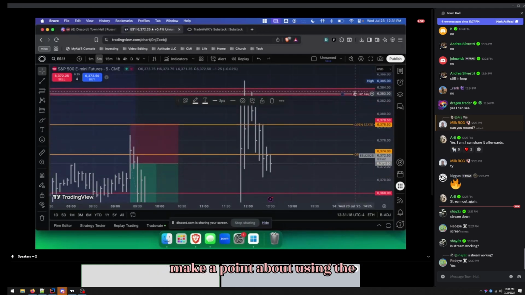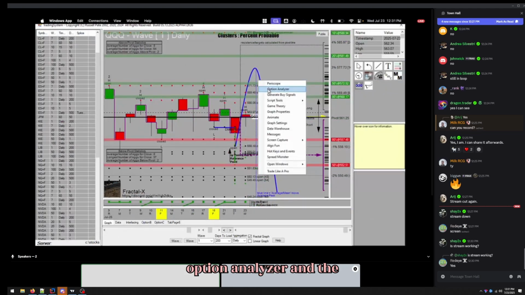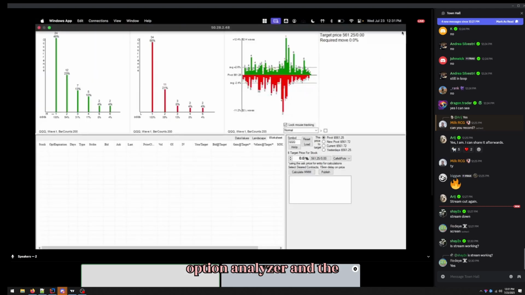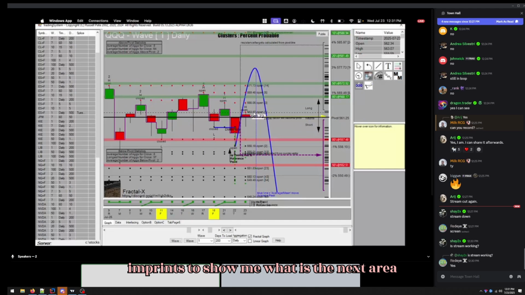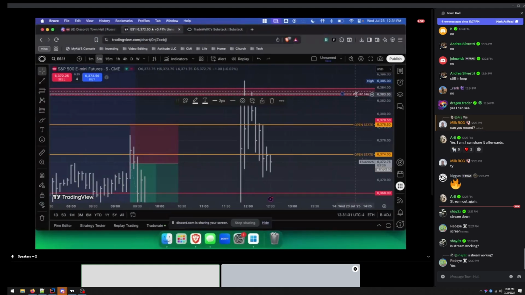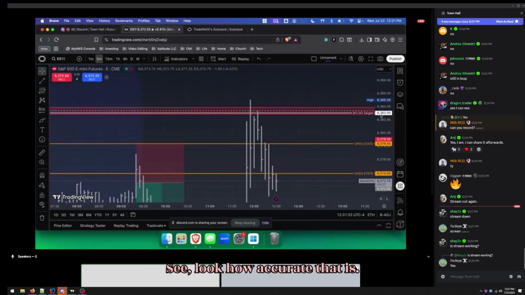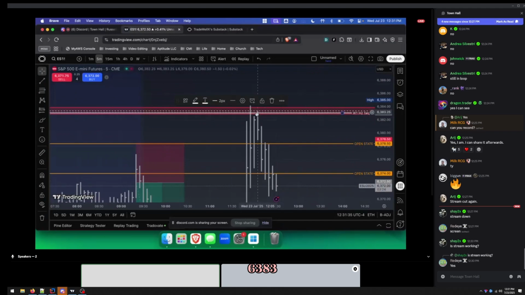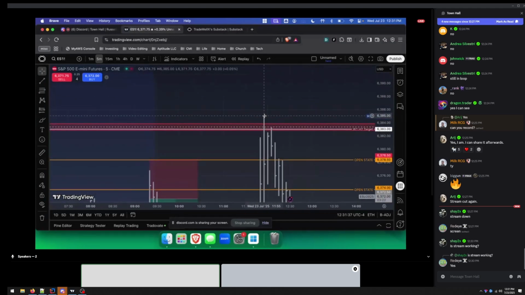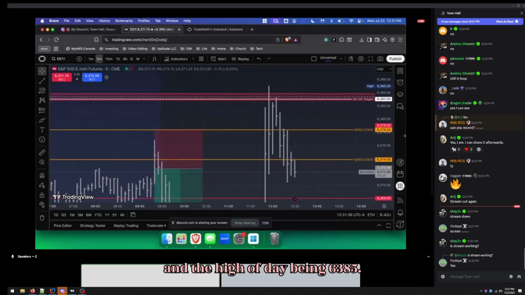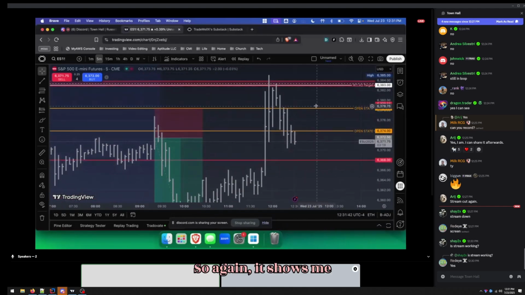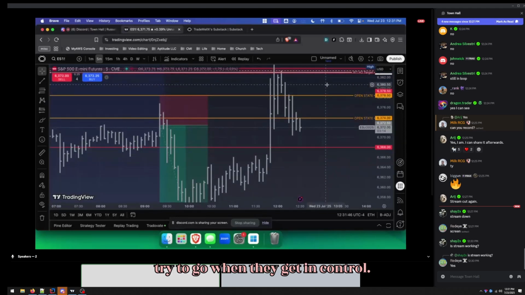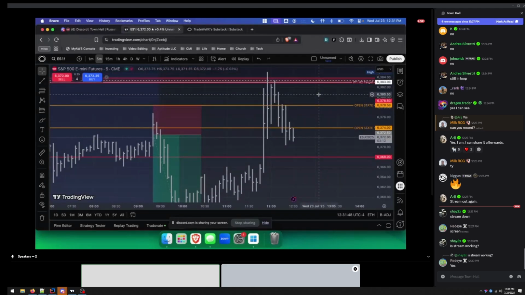But just to make a point about using the option analyzer and the imprints to show me the next area where we will face resistance on the next L1 or H2 move, see how accurate that is. 63.83, and the high of day being 63.85. So again, it shows me where they're going to try to go when they get in control.